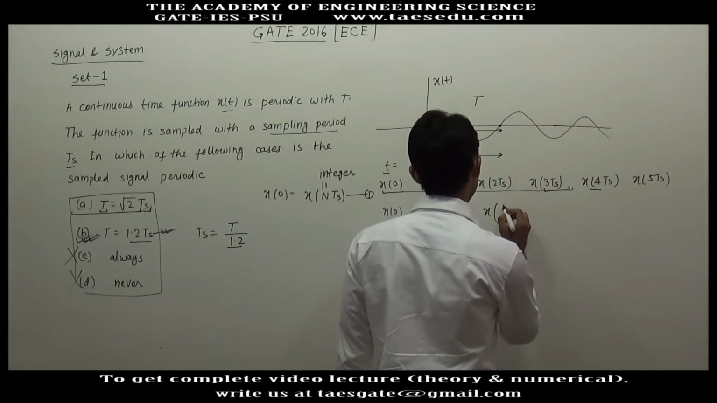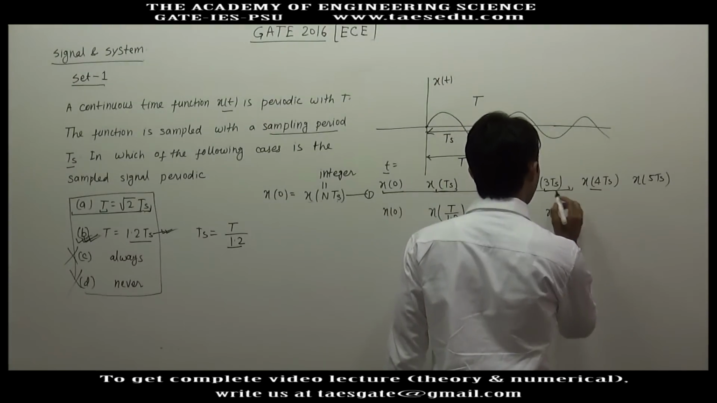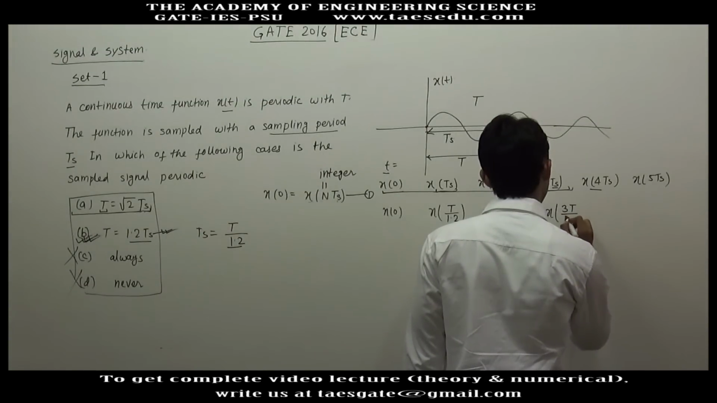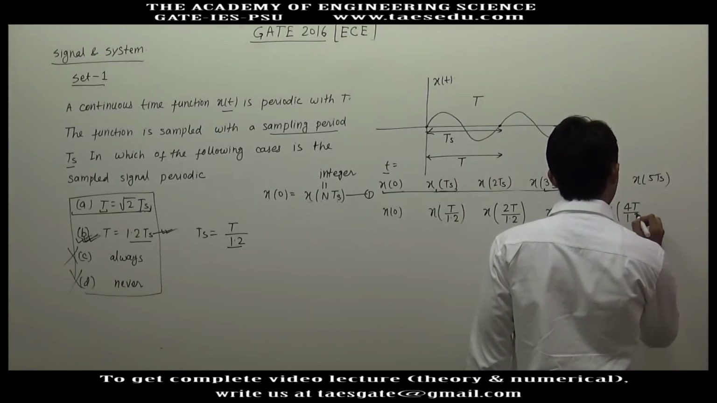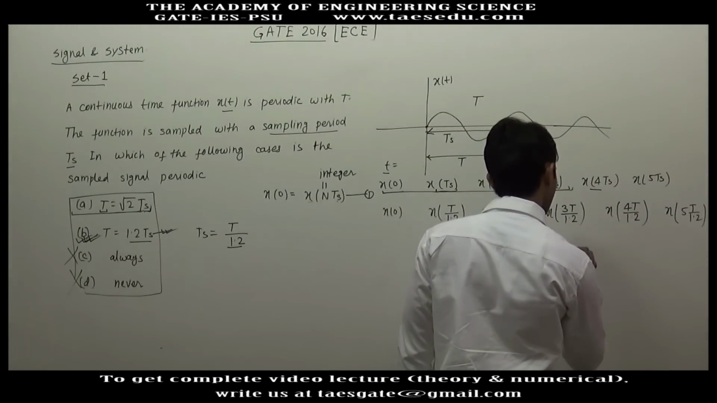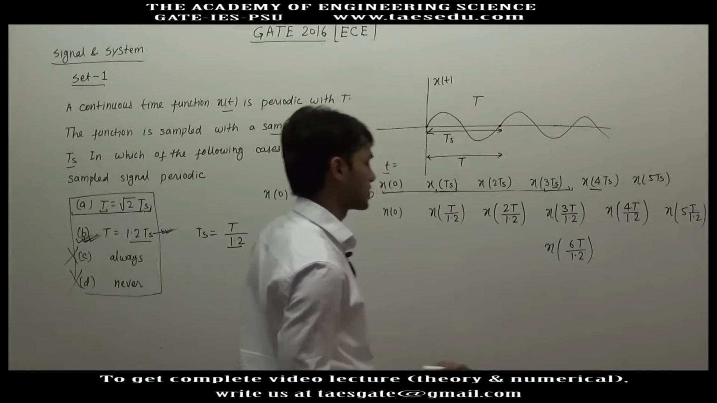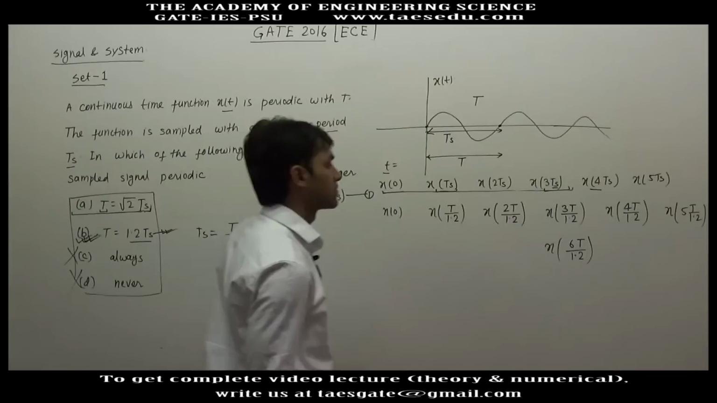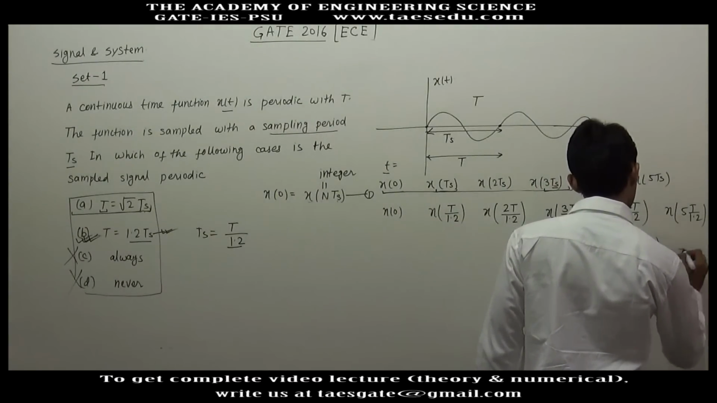x2Ts will be 2T divided by 1.2. This will be x3 into, and the value of Ts is T by 1.2, so you will get 3T divided by 1.2. This is 4T divided by 1.2, this is 5T divided by 1.2, and this is 6T divided by 1.2. Here we will have the 7th sample as 7T divided by 1.2, and so on.